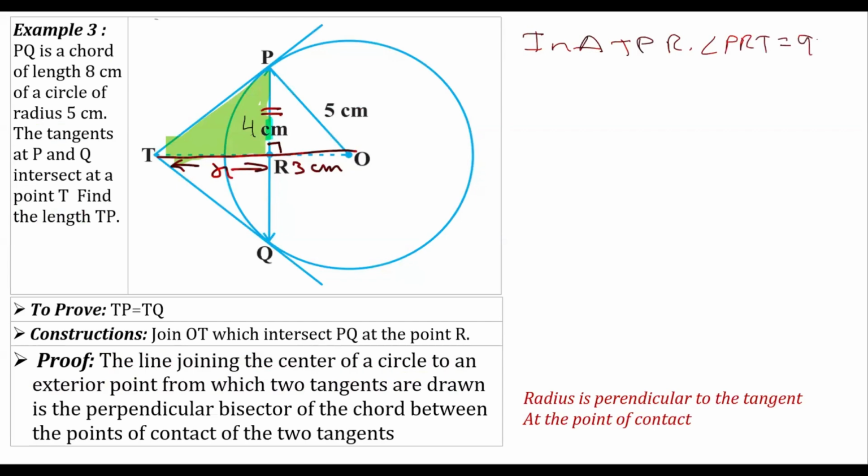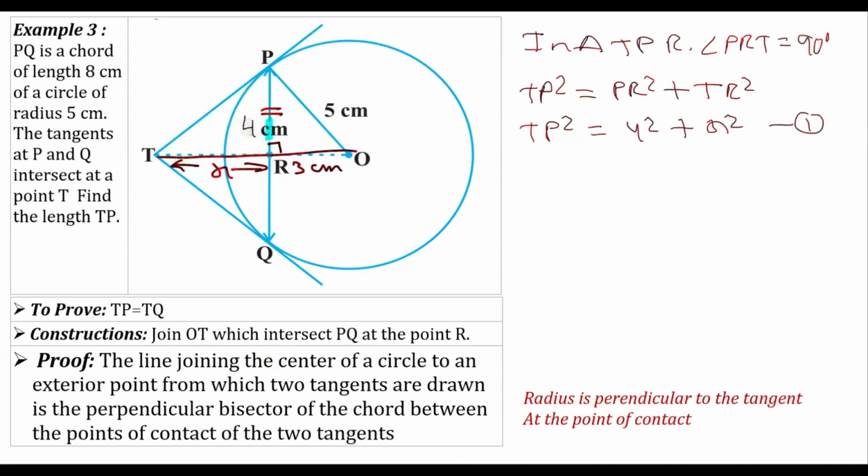we can say that angle PRT is 90 degree. Then using Pythagoras theorem, the square of the hypotenuse, that is TP square, will be equal to PR square plus TR square. Now TP is what we have to get. As I can see from the figure, the length of PR we have obtained as 4 here. So I'll be writing this as 4 square, and TR is X over here, so that is X square. I mark this as equation 1.